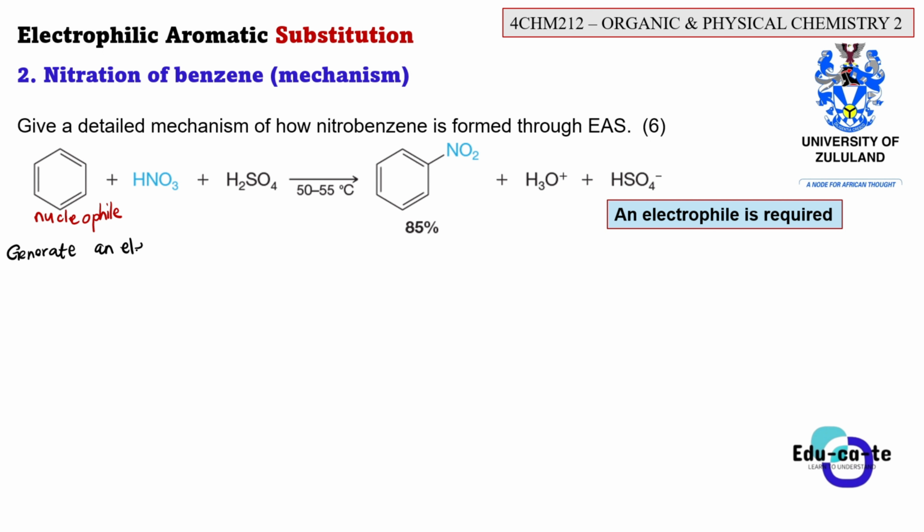So we want to generate this NO2 group. So how can we generate our electrophile? We have to show using reaction mechanisms a notation. So this HNO3, we need to draw it.